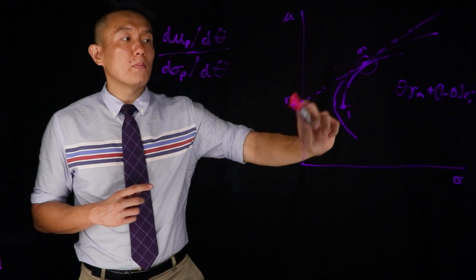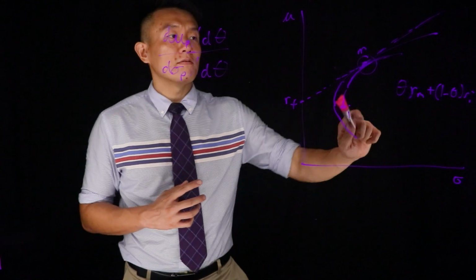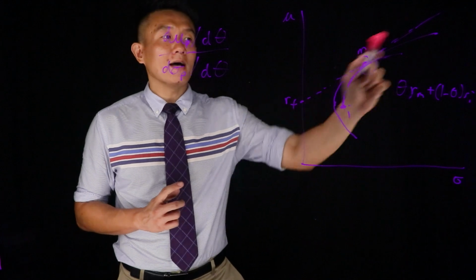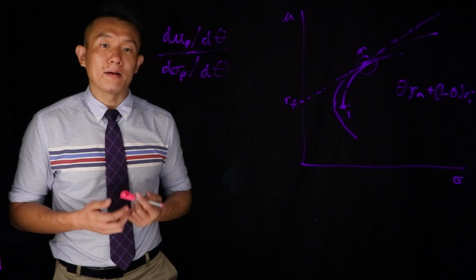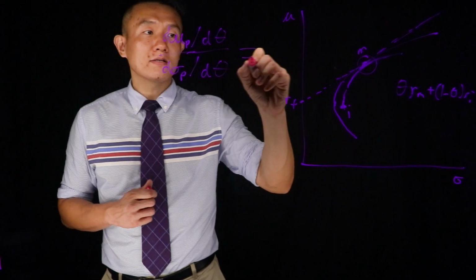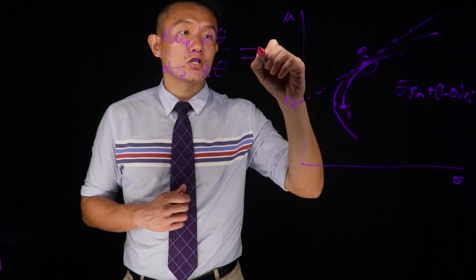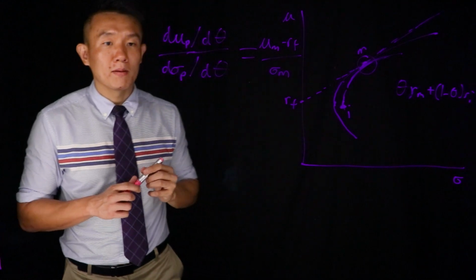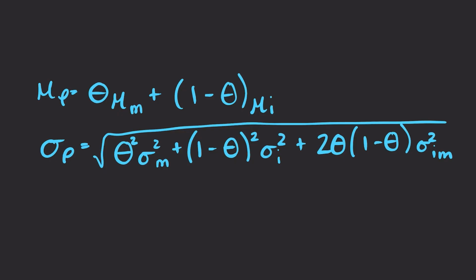And the slope of this portfolio curve between stock I and the market has to equal the slope of the tangent line, because if two curves are tangent, they have to have the same slope. So this has to equal the market Sharpe ratio, which is the market return minus the risk-free rate divided by the volatility of the market return. If we're plotting the portfolio curve, where I put a weight of theta on the market and 1 minus theta on stock I, these are going to be the mean and standard deviations.